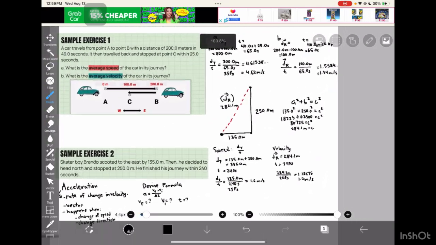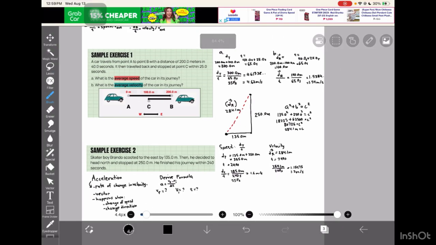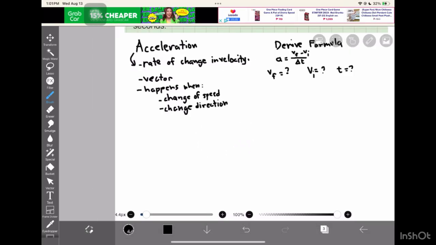So we have two types of velocity problems, the straight line and the triangle. There are obviously going to be other problems, but those are actually college and senior high level. So for grade 10, this is what we have to deal with right now. So yeah, take a screenshot if you wish, and we're going to move on to acceleration right after.